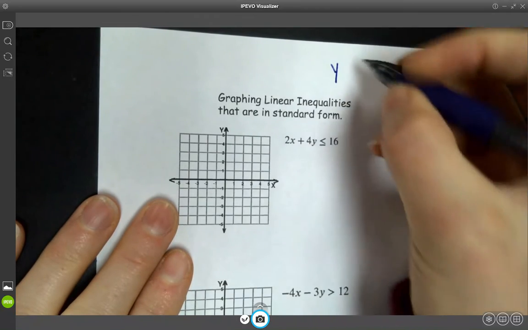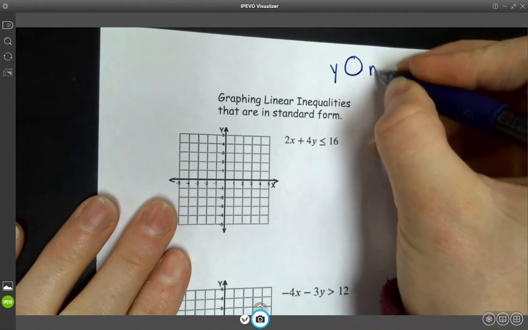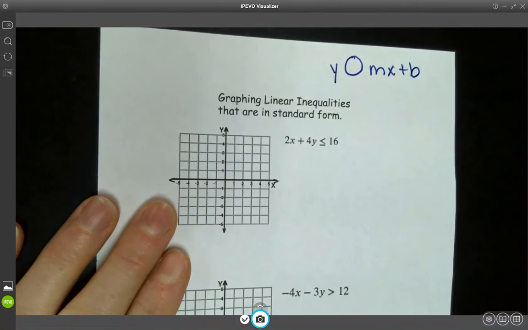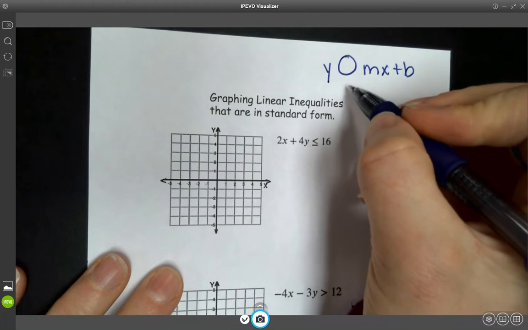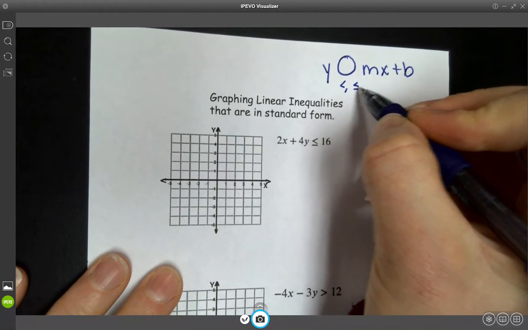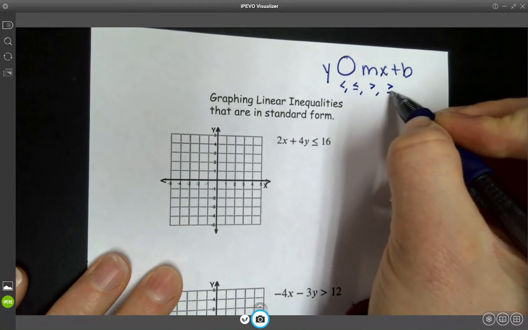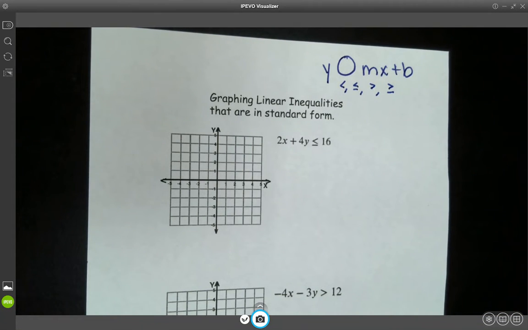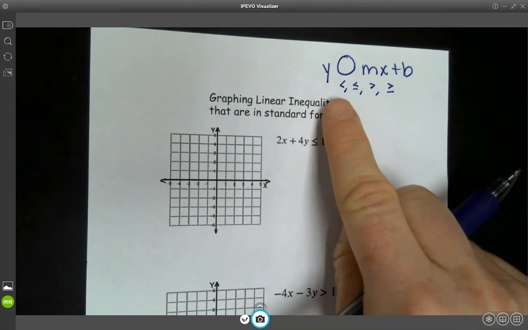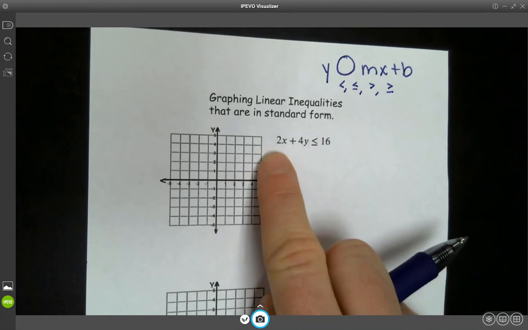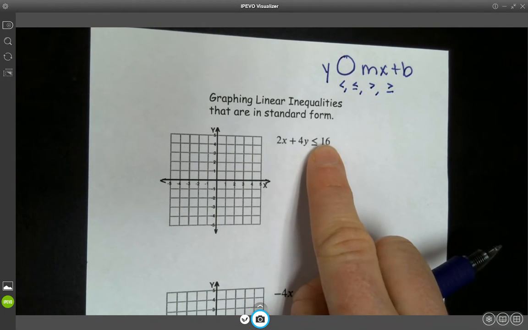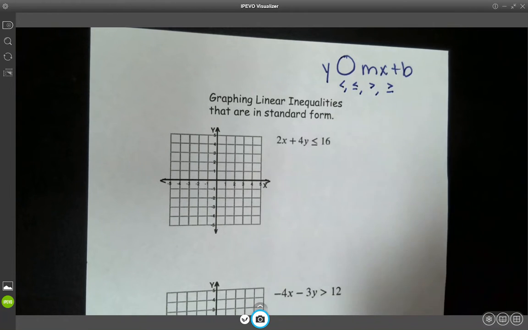So it says y is something mx plus b. That's our slope-intercept form. Go ahead and write this down. This right here could be a less than, equal, greater than, equal. And these symbols will determine how you shade and how you draw your line. It's either above or below shading or a dashed or solid line. So if it's in standard form, we can't put this into y equals. We can't graph it like this. We've got to solve it for y first.